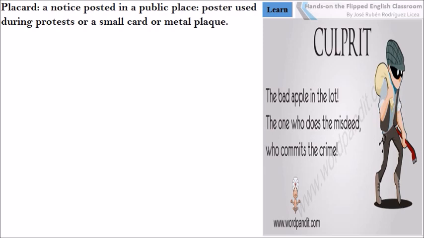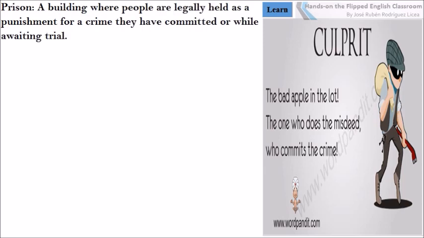Placard: a notice posted in a public place, poster used during protests or a small card or metal plaque. Prison: a building where people are legally held as a punishment for a crime they have committed or while awaiting trial.